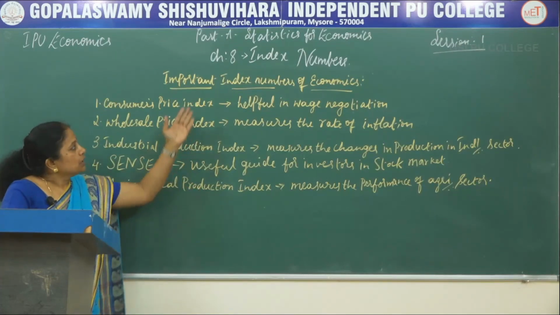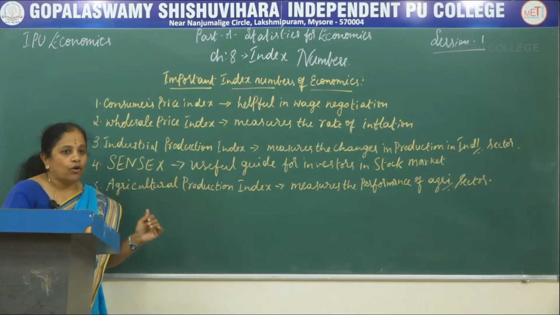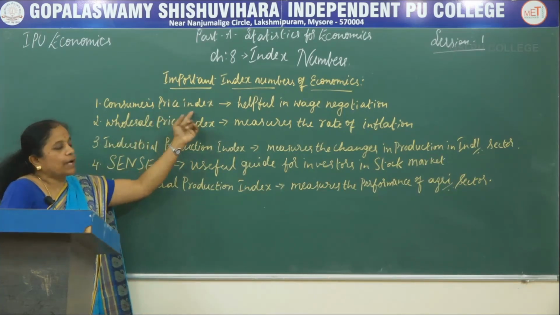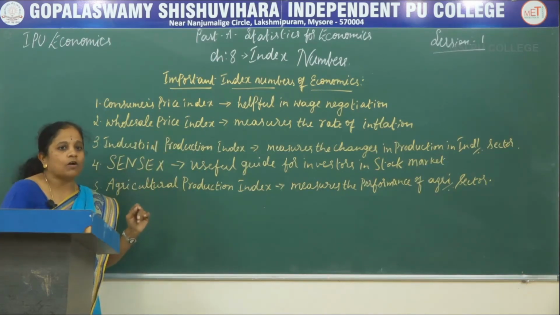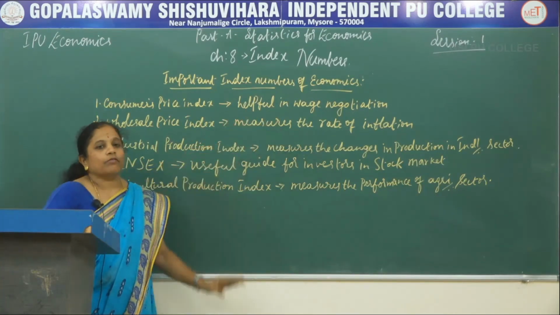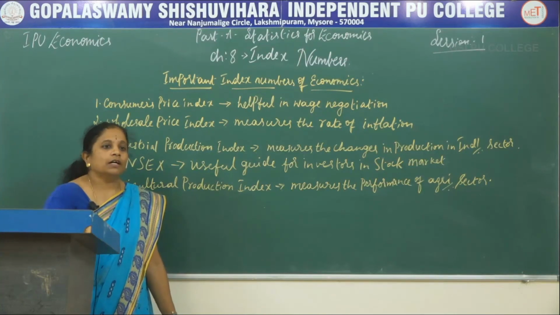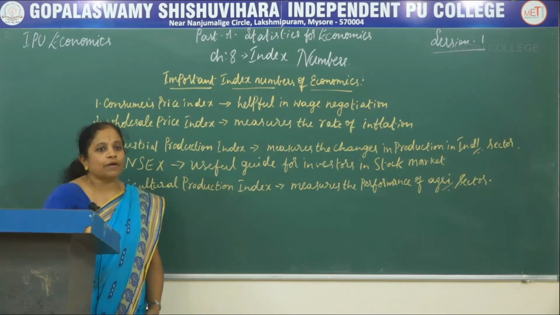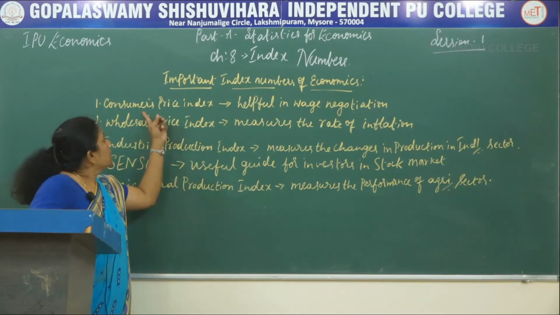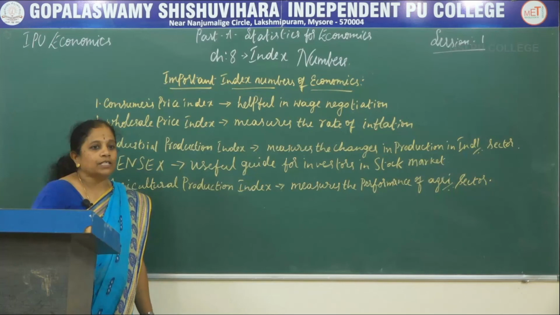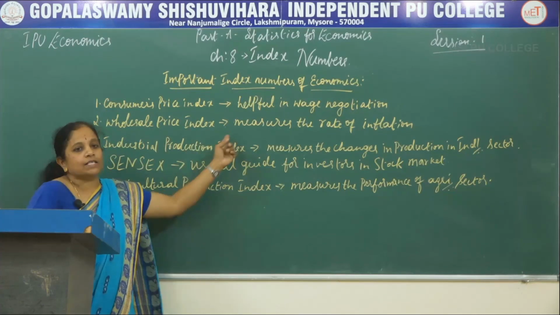Let us see the important index numbers of economics. The first is the consumer price index, also known as the cost of living index. It is helpful in wage negotiations because wage rates differ from one area to another. The consumer price index is helpful in knowing the negotiation rates of wages given to different sectors of wage groups. Next is the wholesale price index.